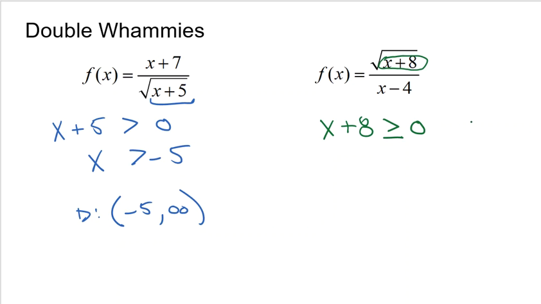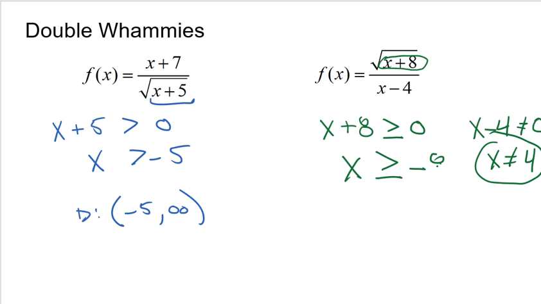But I have a second problem. The x minus 4 in the denominator is not allowed to equal 0, which means x is not allowed to equal 4. So I have to deal with two problems. The first problem is that x cannot equal 4. The second issue is that x is only allowed to be greater than or equal to -8. So any number starting at -8 going towards infinity works, but you got to skip 4.